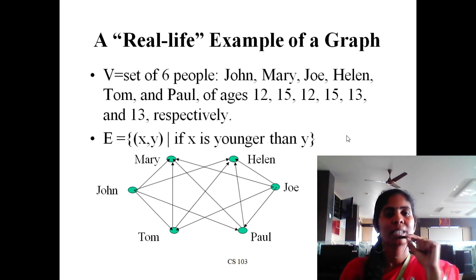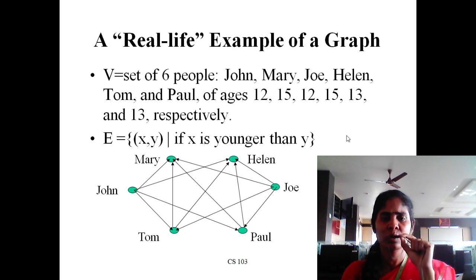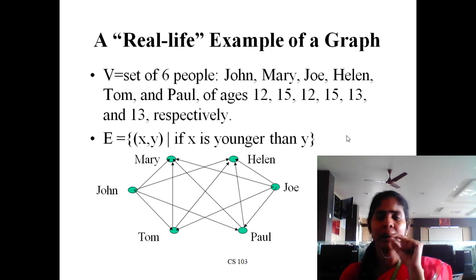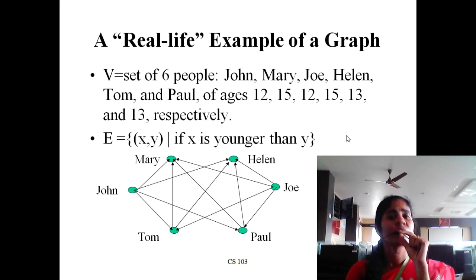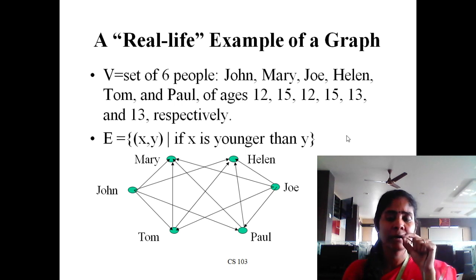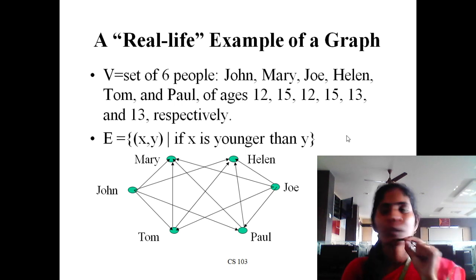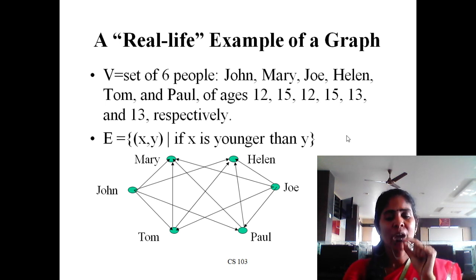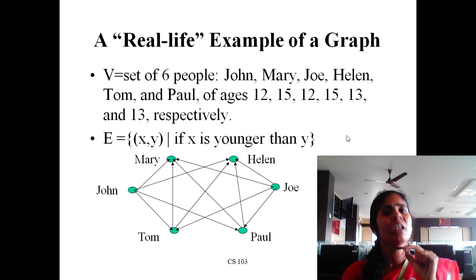For example, consider the people John, Mary, Joe, and Helen, who have ages 12, 15, and 12 respectively. If you want to show the relationship, such as John is younger than Mary, or Joe is elder than Helen, or John is a brother of Mary, or Joe is a brother of Helen, we can easily represent that using a graph. Likewise, you have to relate these real-life examples to your subject.